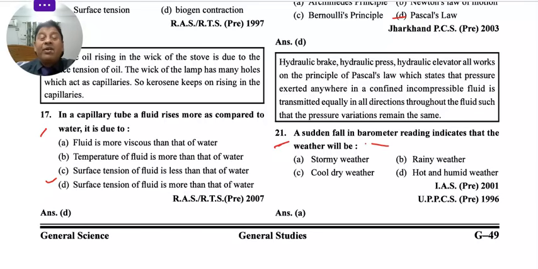A sudden fall in barometer reading indicates that the weather will be stormy. Remember, this is a direct question. A sudden fall in barometer reading indicates that the weather will be stormy. Right response is A.